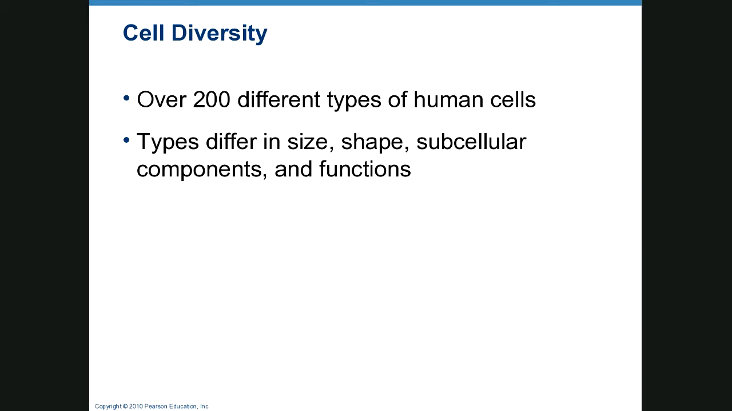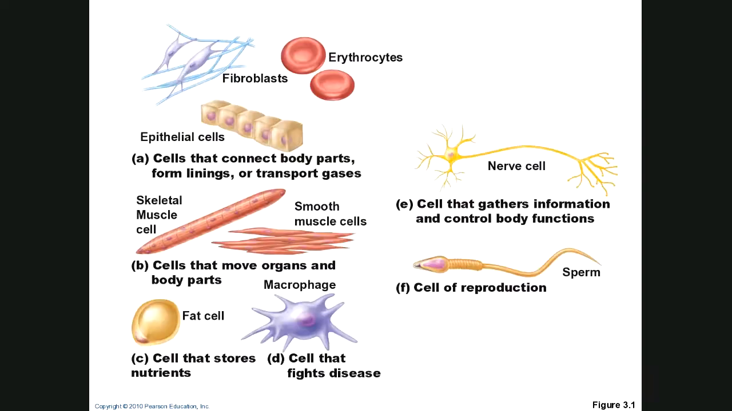There are over 200 different types of human cells, and they all vary in structure and function depending on what they do. As you see here, we have fibroblasts, erythrocytes, nerve cells, sperm cells, smooth and skeletal muscle cells, epithelial cells, fat cells, macrophages, and many, many more.